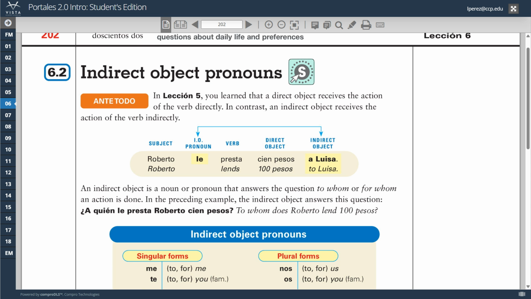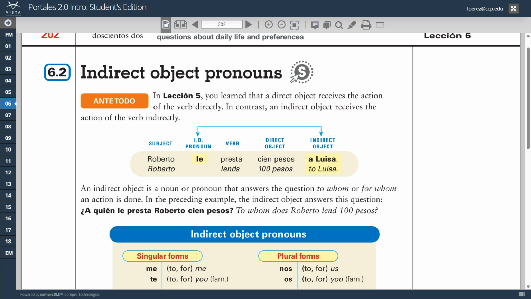We still have subjects, verbs, direct objects, but now there's a recipient. That's the key word here. An indirect object is most easily defined just to get us started as a recipient. The indirect object receives the action of the verb indirectly. So we have the sentences saying like, Roberto lends money. What does he lend? Money. Great, that's my direct object.